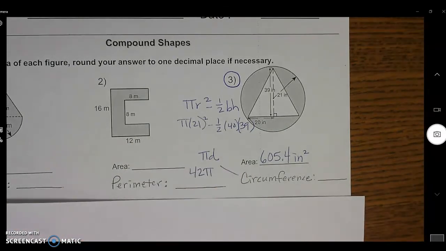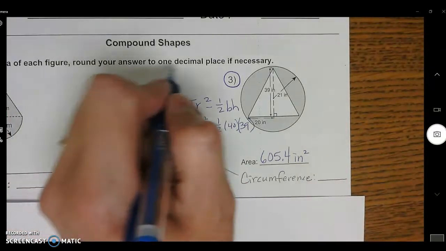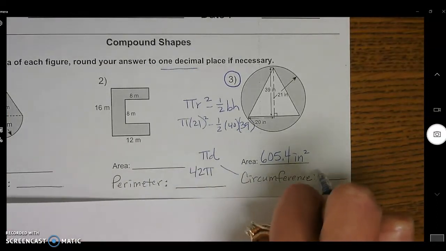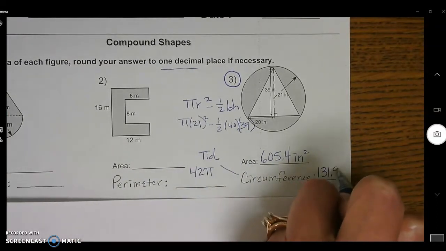So if I take 42 times pi, and by the way, most of your calculators should have a pi button on it. If not, you can always round to 3.14. So times 3.14, and I get 131, and they're saying 1 decimal place right here, so make sure you always read your directions, 131.9 inches.